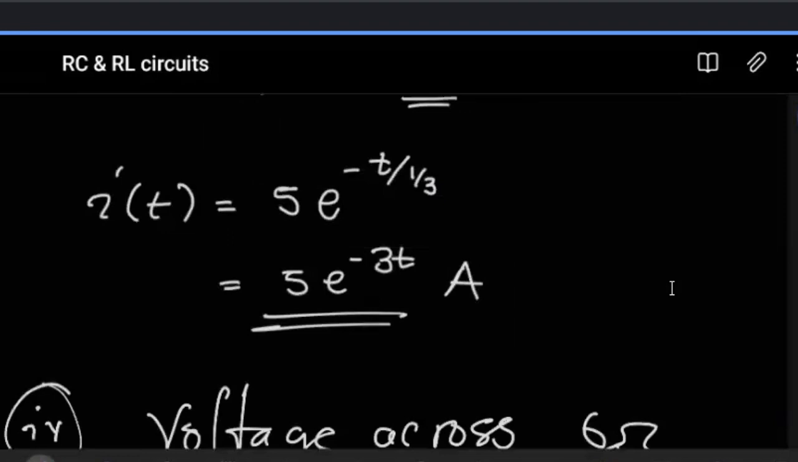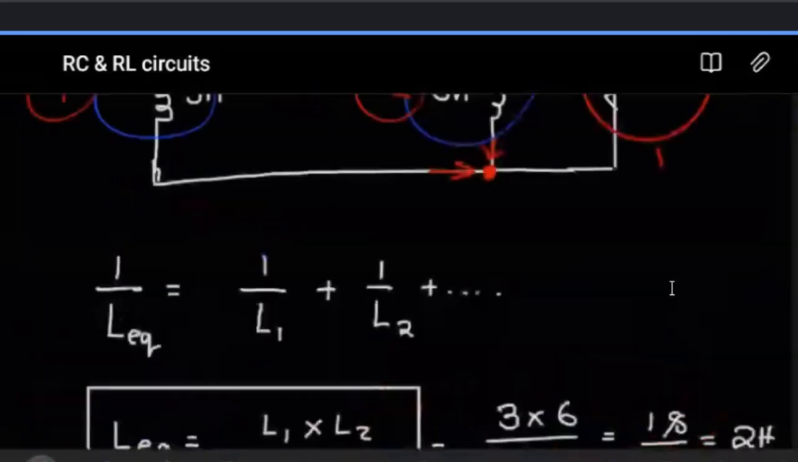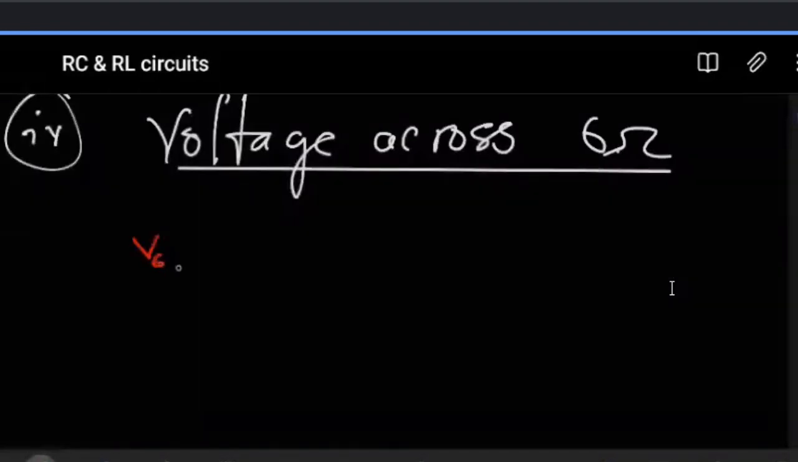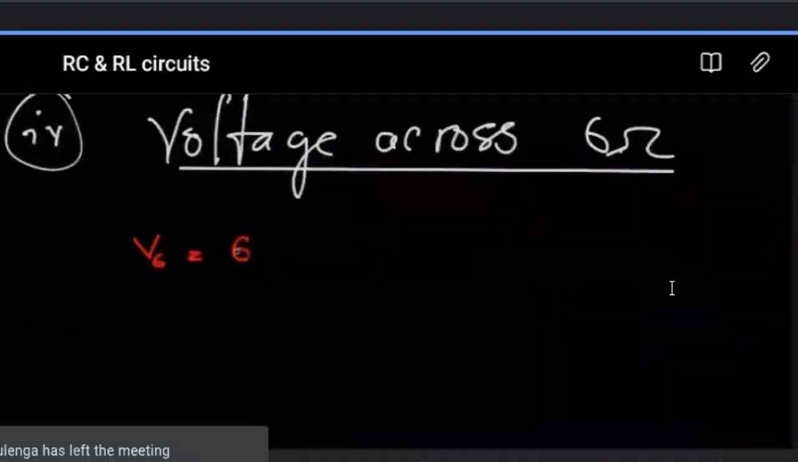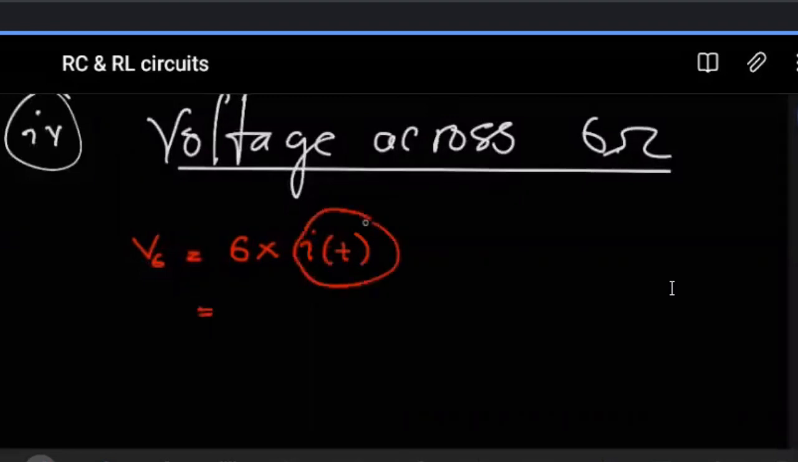Based on that logic, all we actually need is to find an expression for the voltage drop across the 6 ohm. This is actually what this question was spelling out for us. They said, first, find the voltage drop across the 6 ohms. So how do we find it? The voltage across the 6 ohm, I'll say that is V6, is going to be equal to the current times resistance. The resistance is 6 ohms. The current is I(t), the general expression for the current, which is the current at any time t.